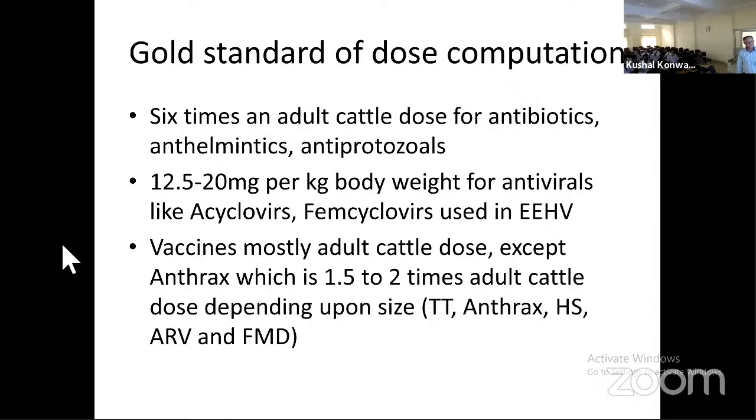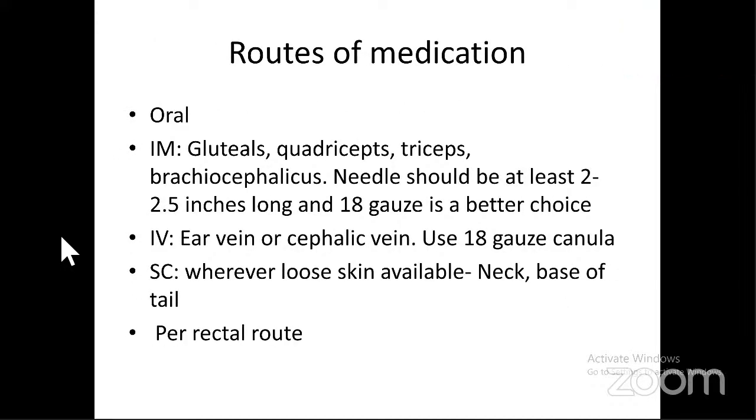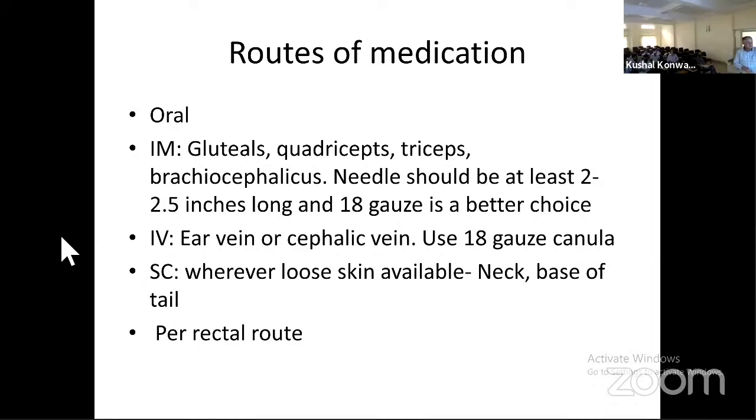There are many other conditions we should know. Route of administration: oral is common provided the elephant cooperates, but most of the time they do not. Intramuscular, all those muscles are there. Intravenous, ear vein or cephalic vein; it is better to use a cannula if you have to give a large volume, like 50 liters. Then subcutaneous, wherever there is loose skin, particularly in the neck area or the caudal fold.